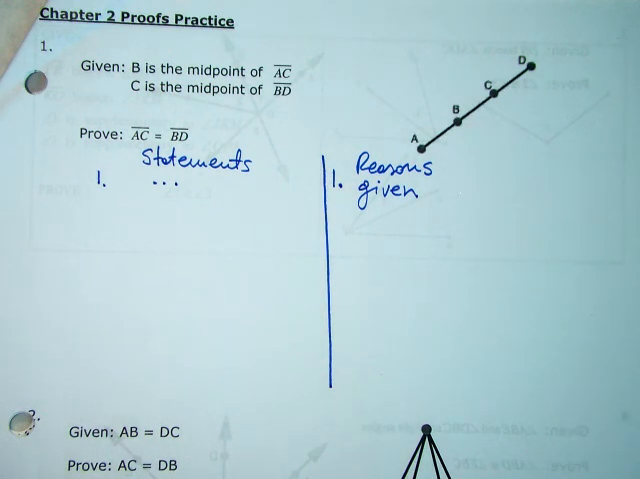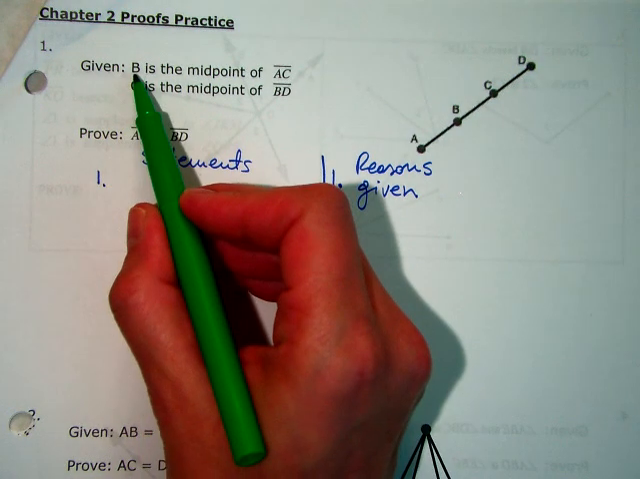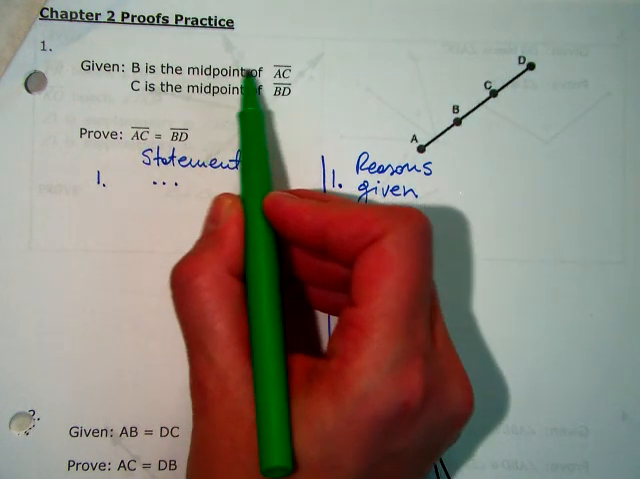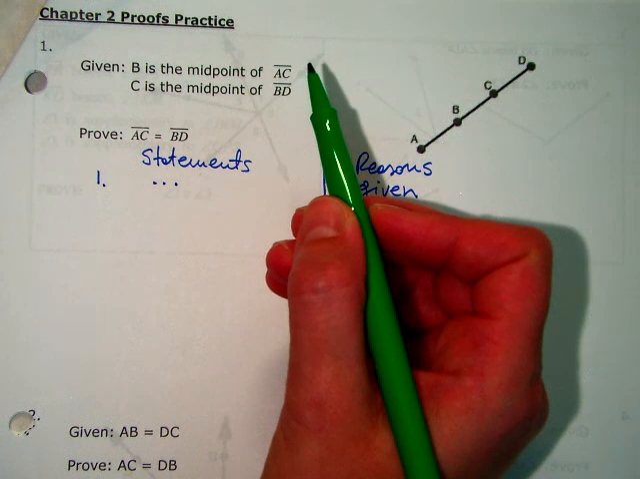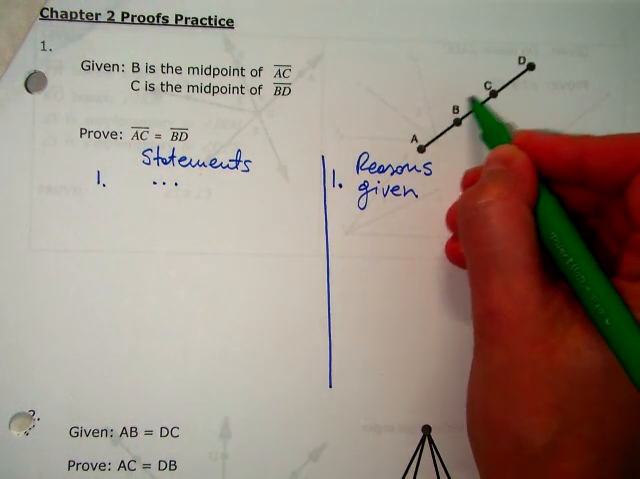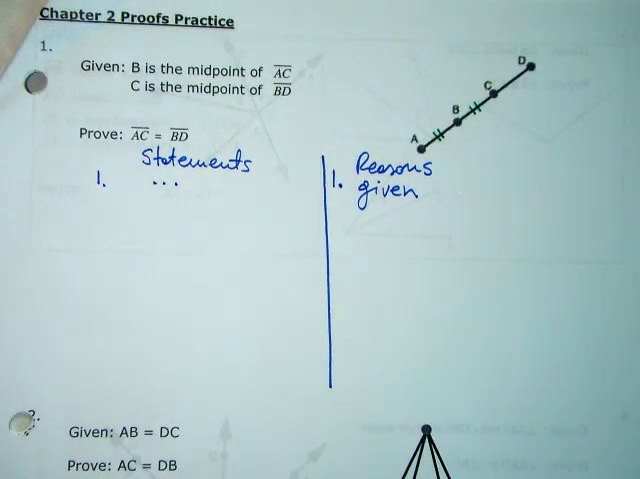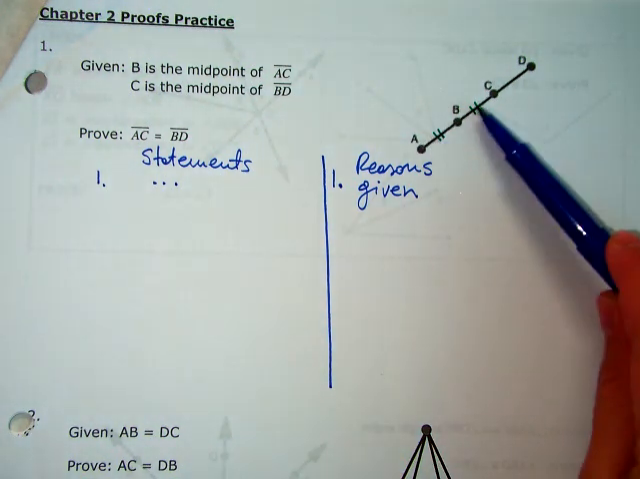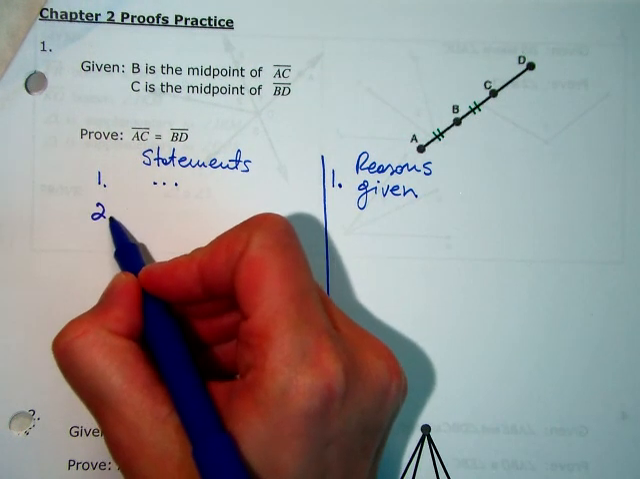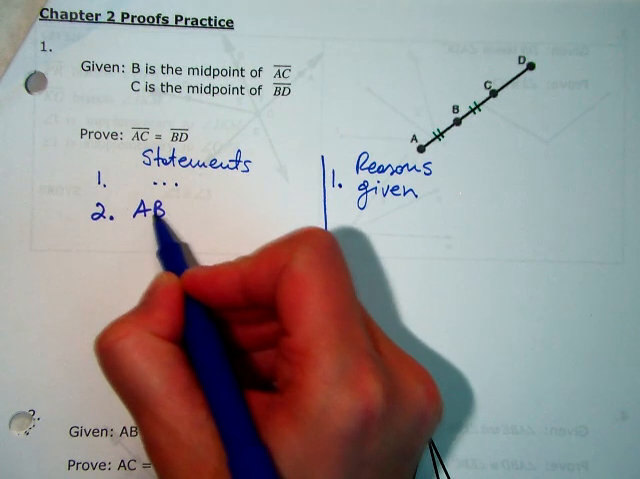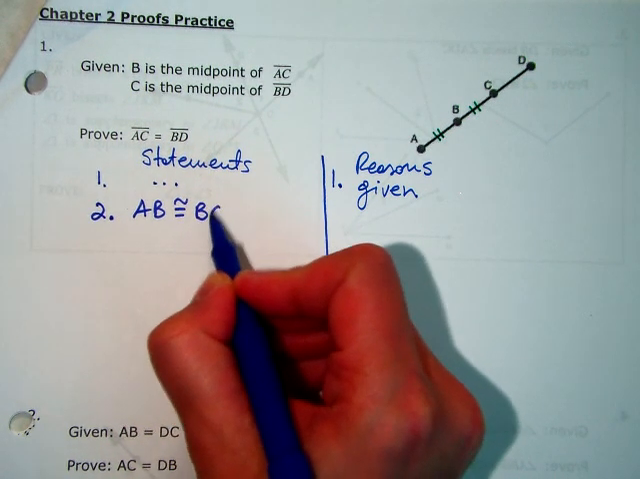So what happens now that you've set up your proof? You look at your given and you mark the diagram with what you know. B is the midpoint of AC. What does that mean? Well, B is right here, AC is right here. I know that this part and this part are congruent, right? So since I made those tick marks and since that was my conclusion, I'm actually going to write it down as one of my statements. AB is congruent to BC.